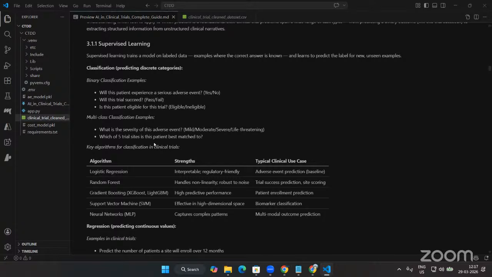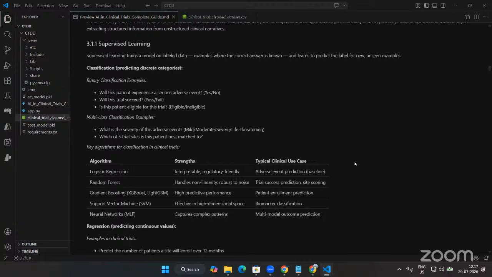Now, next one is: which of the five trial sites is this patient best matched to? Here also, out of five, you are going to get one output. So that again is an example of multi-class classification. So multiple classes are there.